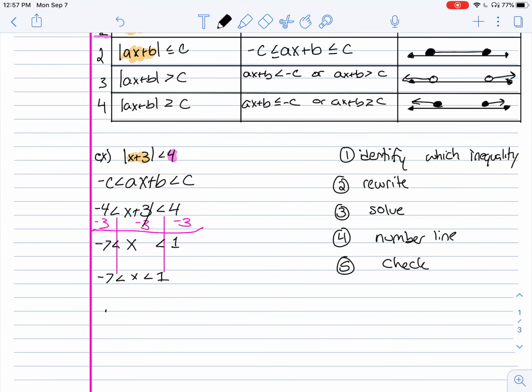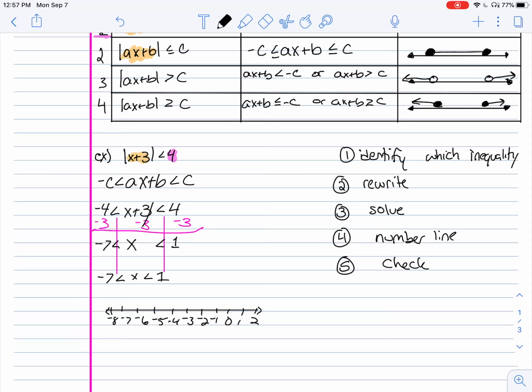So now that we've solved, we have to put this on a number line. And I want my number line to show at least from negative 7 to 1. So I'm going to just go from negative 8 to positive 2. So go ahead and make your number line as well. Negative 2, negative 1, 0, 1, and 2.